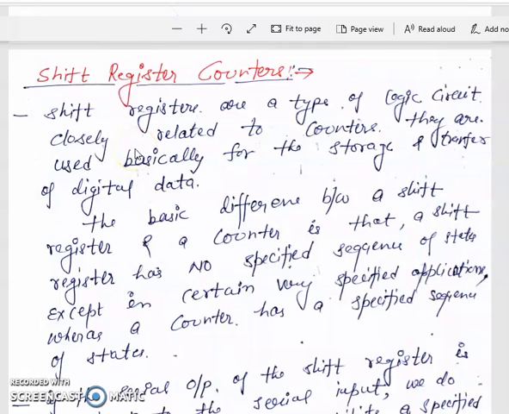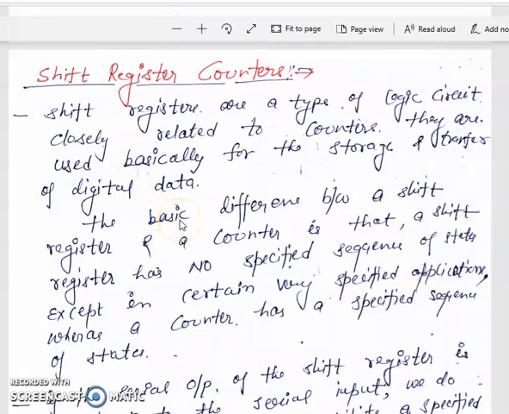Good morning, students. Today we are familiar with shift register counters. As we know, registers are used for storage, but with the name counter, it is basically storage and transfer of digital data in a particular sequence. So it is called a shift register counter.